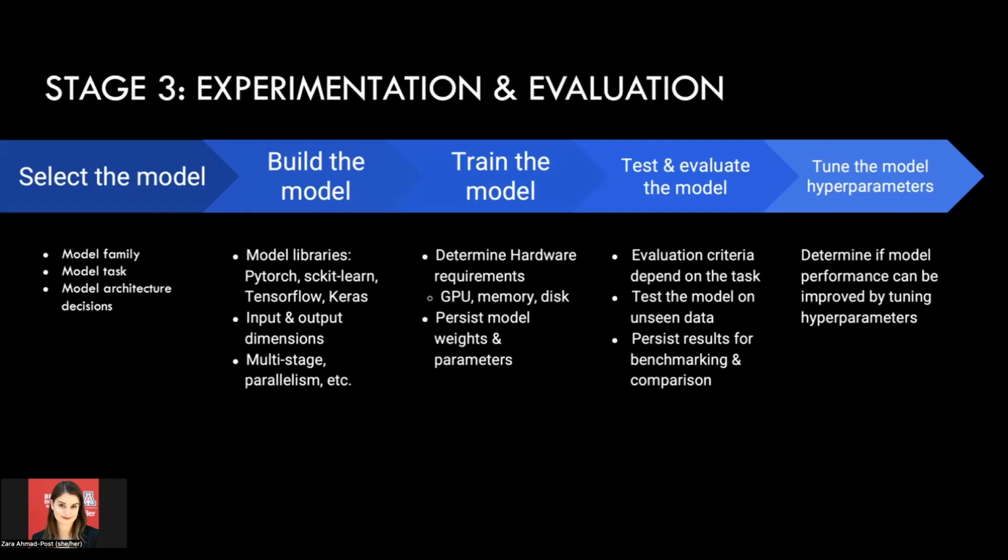Once we've done that, then we're going to do some tuning of the model. We will tune hyperparameters or quote unquote fine tune it. And that's going to determine if our model performance can be improved. And if so, how can we improve it?